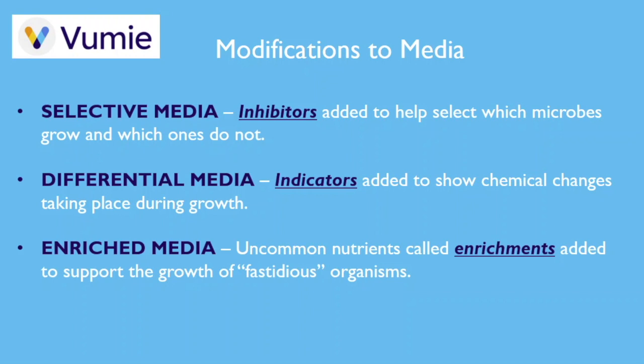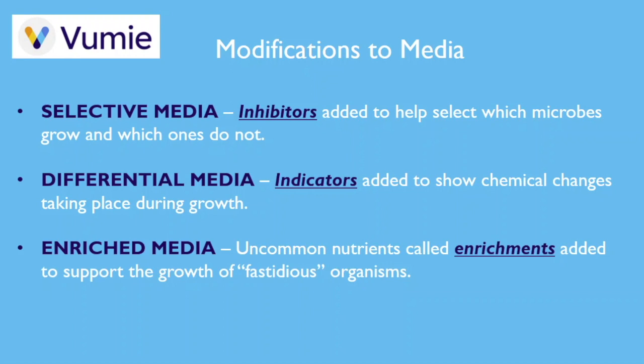Media can also be modified so that it is easy to tell whether the metabolism of a microbe has produced a specific product by adding chemicals called indicators. Two bacteria with different abilities to perform the reaction would produce mature cultures of different colors. These media are called differential media.